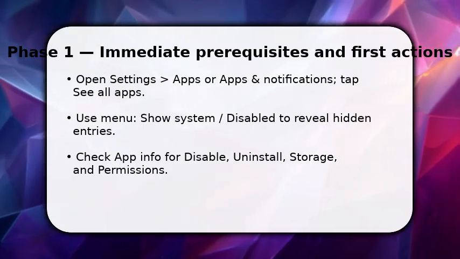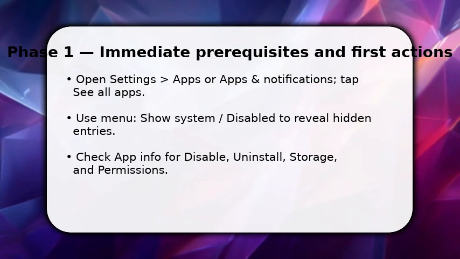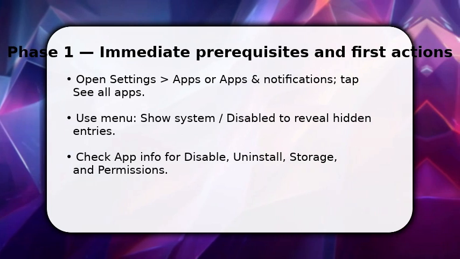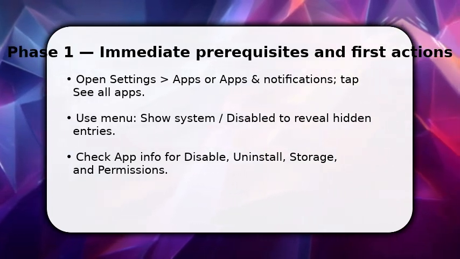You start by opening Settings and going straight to Apps. This shows the real list. Once there, tap the three-dot menu and enable Show System or Disabled Apps so nothing is hidden from view.